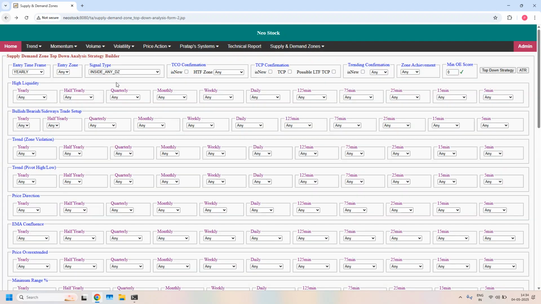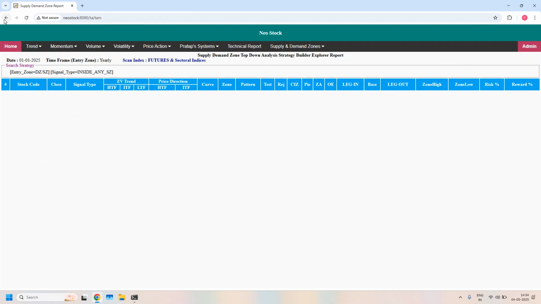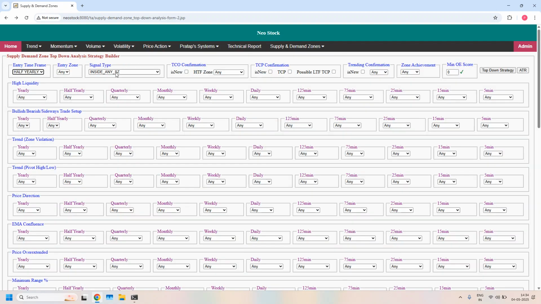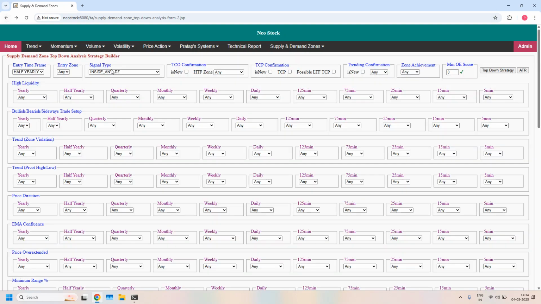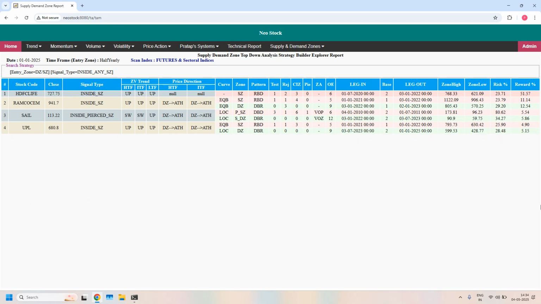Okay, next. Price closed inside the yearly supply zone. No stocks are available. For the half-yearly time frame, stocks near to the half-yearly demand zone. No stocks. Stocks near to the half-yearly supply zone. Also no stocks. Price closed inside the half-yearly demand zone. We got 3 stocks. Next. Price closed inside the half-yearly supply zone. We got 4 stocks.